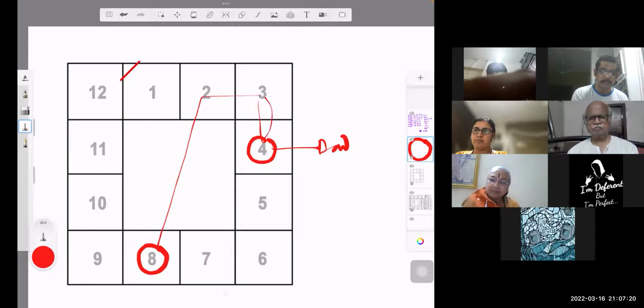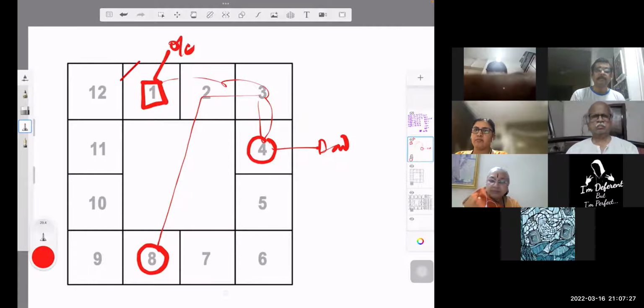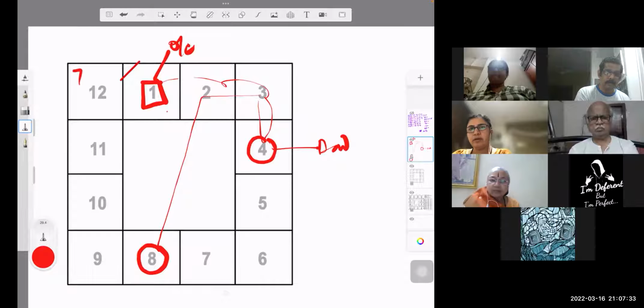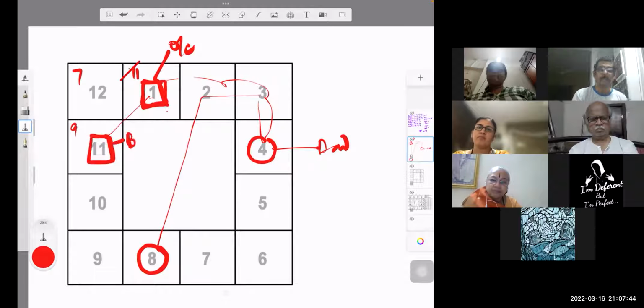This is the father's occupation. Let us say there are some obstacles in the occupation, so which is the badak sthan? 7, 9, 11. So the 11th becomes the badak sthan. 11th to this is which one? This one. So this becomes the badak sthan for Shipra's dad's occupation.